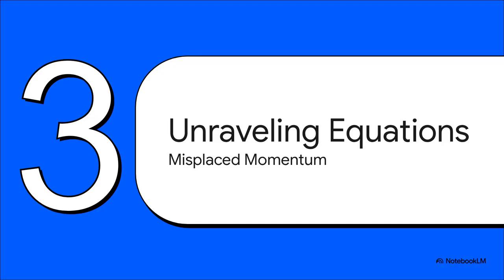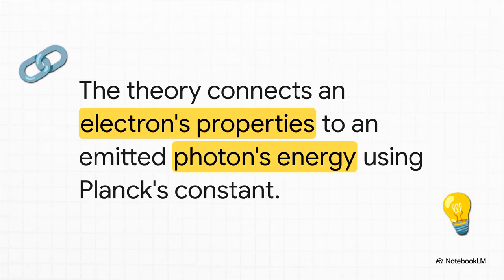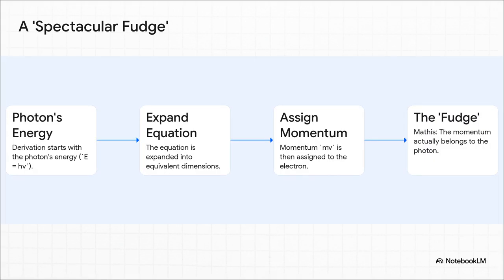The critique keeps going. The next alleged fudge, according to Mathis, involves a really critical case of mistaken identity, all about momentum. You see, the standard theory has to find a way to link the electron's properties to the photon it spits out. That bridge is Planck's constant, which helps you calculate the photon's energy. But it's how this bridge is used that Mathis says is the real problem. So here's the play-by-play of what he calls a spectacular fudge.